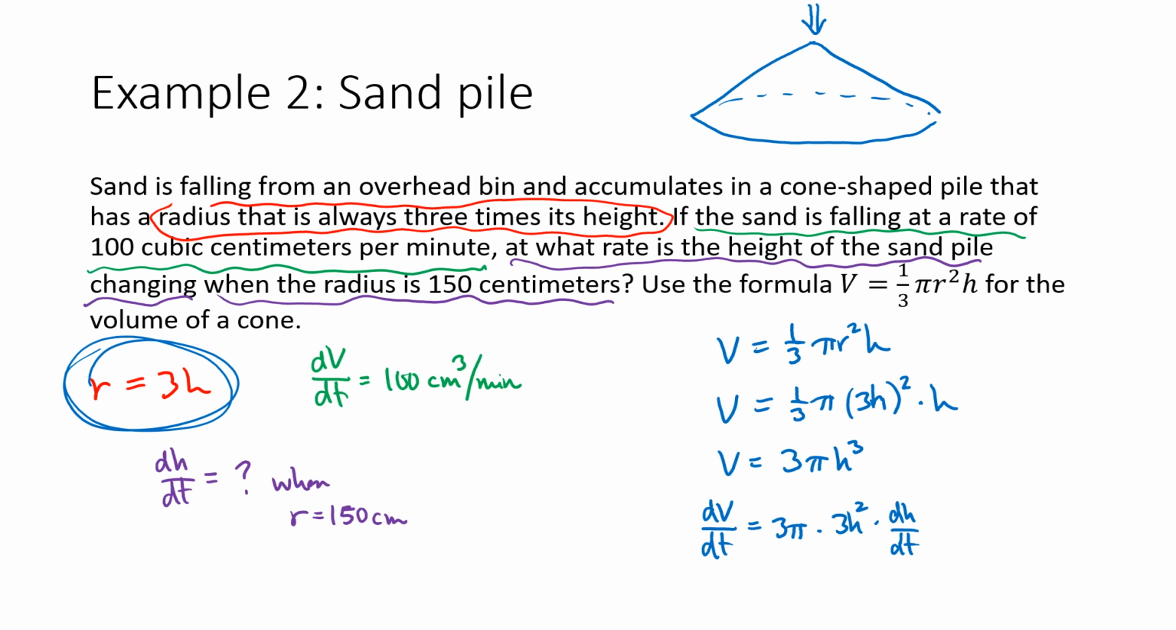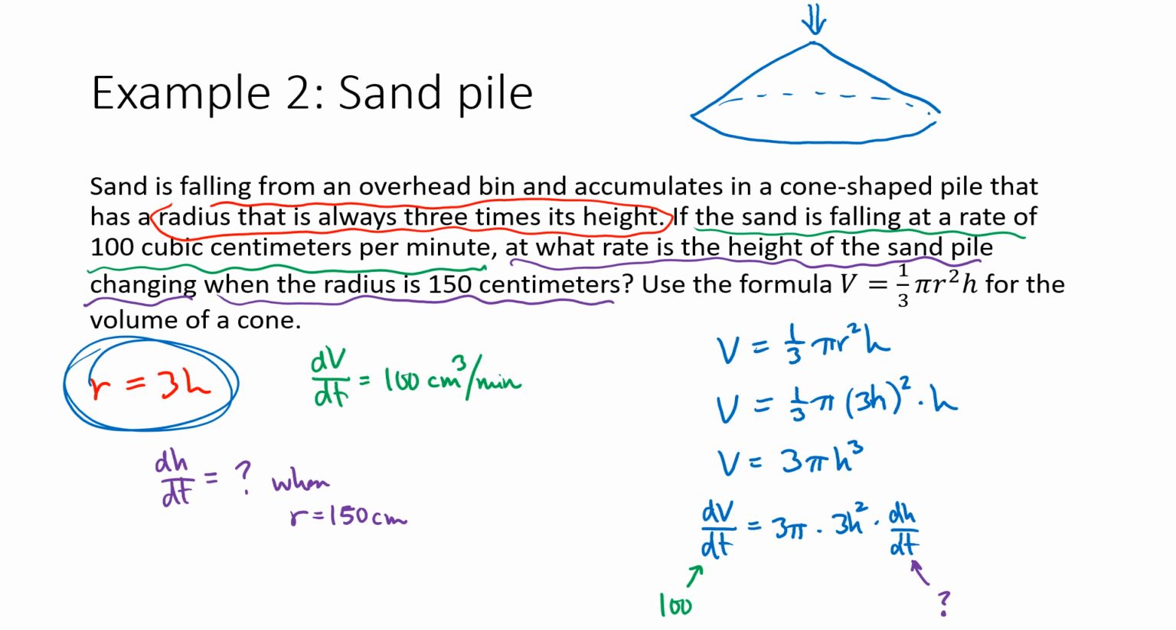And now I can plug in the information that I'm given. Okay, so dV/dt, they told me that that was 100. So I'm going to put 100 here, 100 cubic centimeters per minute. 3 pi, I know what that is, that's a constant. dh/dt, that's what I'm looking for. So I'm not supposed to plug in for dh/dt here because that's the thing that I want to solve for.